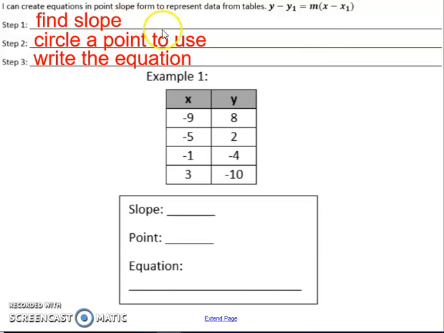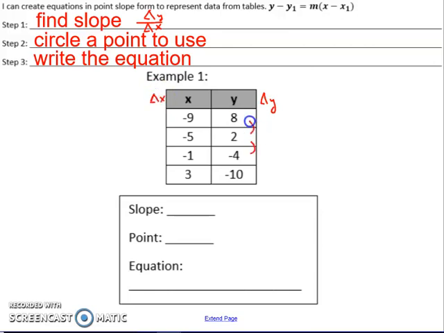So circle a point to use, write the equation. Remember that slope from a table, we're finding change in y over change in x, right? Okay, so let's put it all together, everything that we've been learning. So I know I need to find change in y, I need to find my change in x.